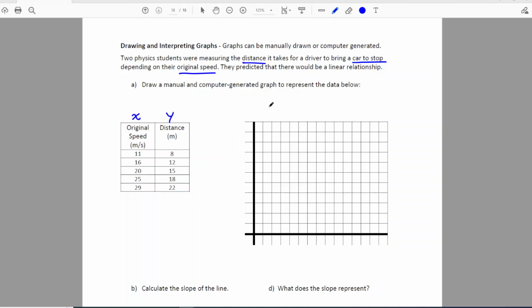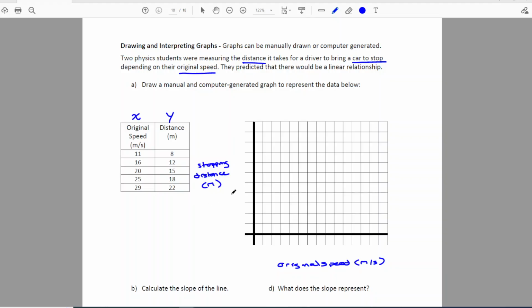So first off, we want to do this graph. Now, even though we need a title and our axes labeled and our scale, it doesn't matter what order we do these things in. So let's first off figure out what goes where. Original speed is what's going to go on my x-axis, and it's going to be measured in meters per second. And then this distance is actually a stopping distance. So I'm going to put stopping distance here, and it's measured in meters.